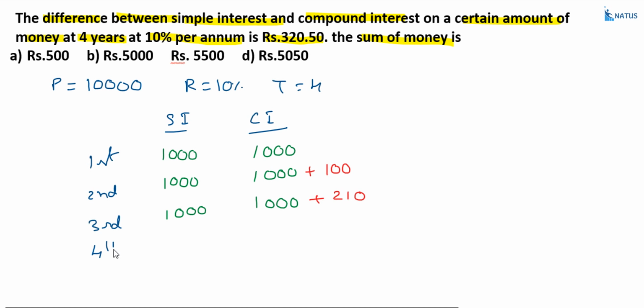Now, fourth year. Why? Because the time period is equal to 4. And what is the simple interest? That is equal to 1000. What is the compound interest? The basic one is not changed. Now what is the previous interest? 1000 plus 1000 plus 1000 plus 210 plus 100. So that is equal to 3310, right? 3310 at the rate of 10%. That is equal to 331. Now, this is the simple interest, and this is the compound interest.